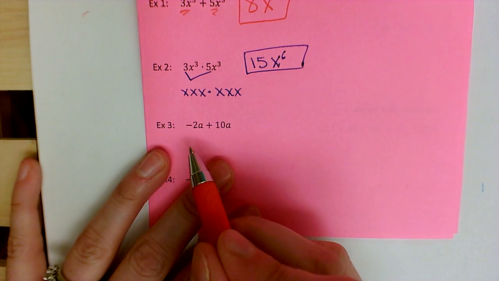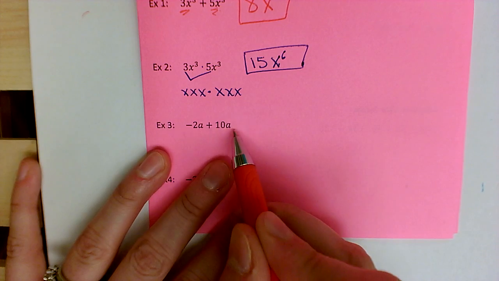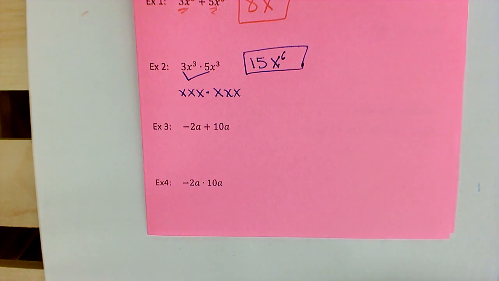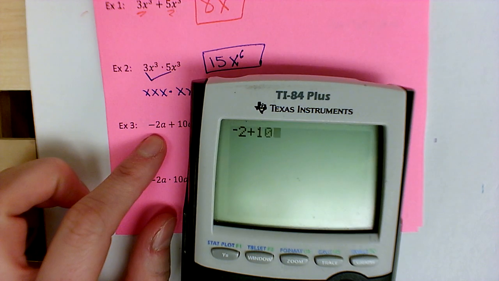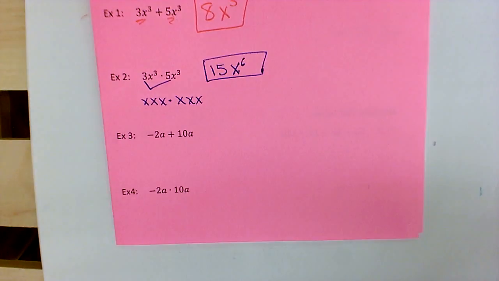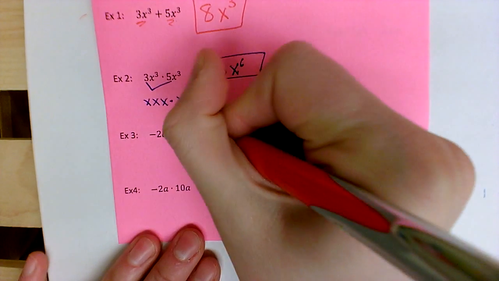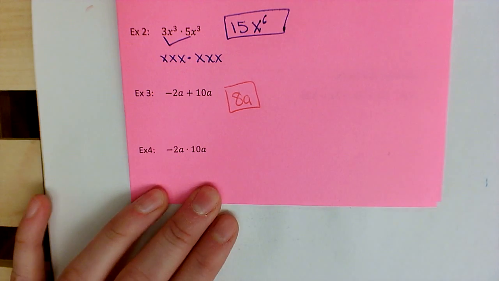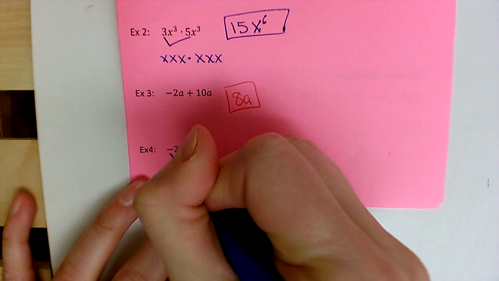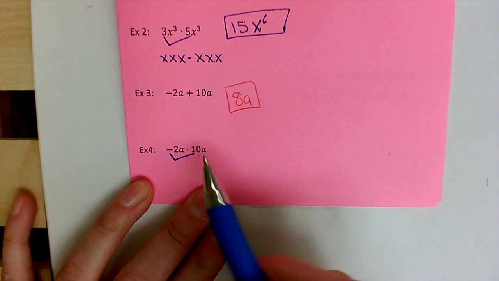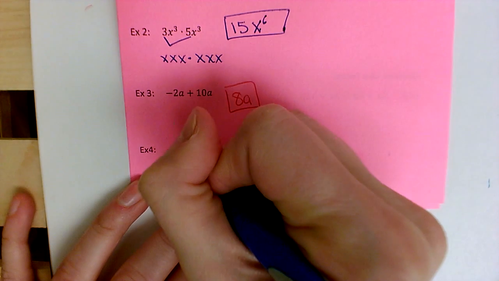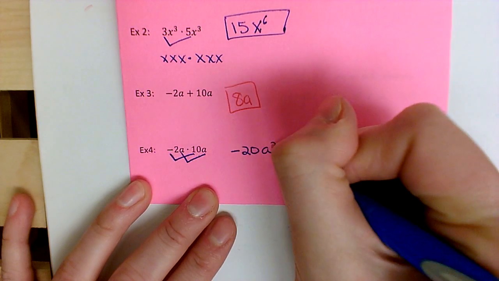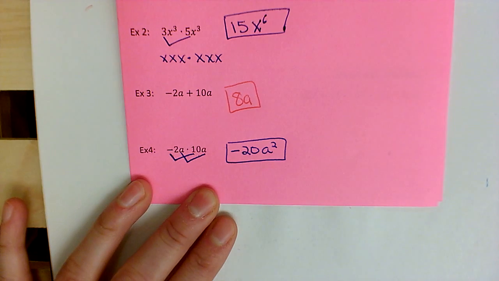Okay, so let's look at that kind of problem again. When you are adding them, negative 2a plus 10a, you are just adding or subtracting the numbers in front, the big coefficients. So negative 2 plus 10 gives me a positive 8, which means this one is 8a. But on example number 4, that one's multiplying. I multiply the coefficients. Negative 2 times 10 gives me negative 20. And then I multiply the variables. Well, a times a gives me a squared because there was 2 of them being multiplied together.